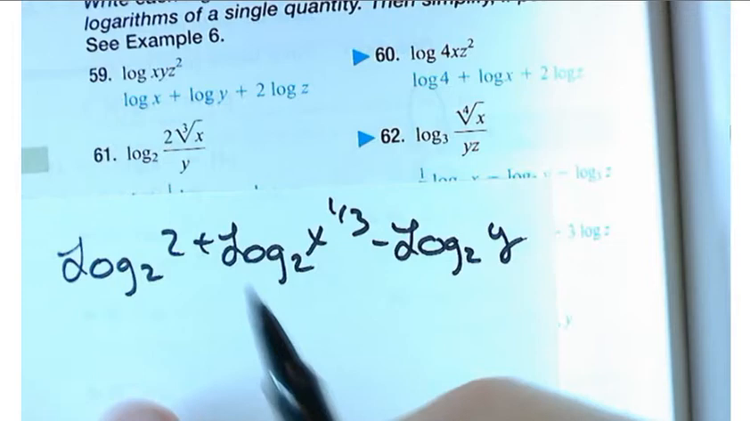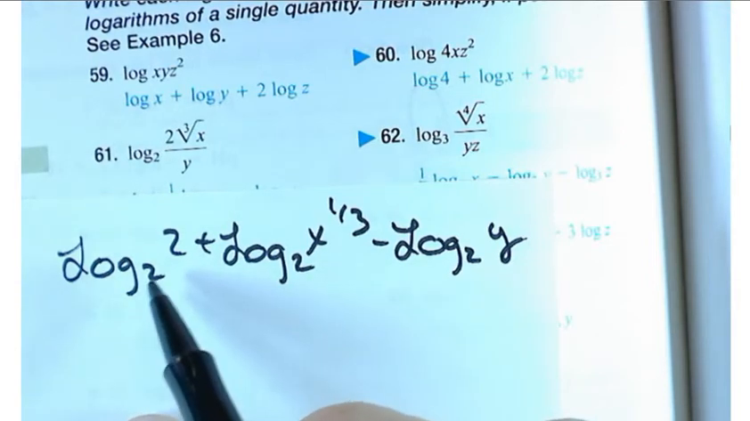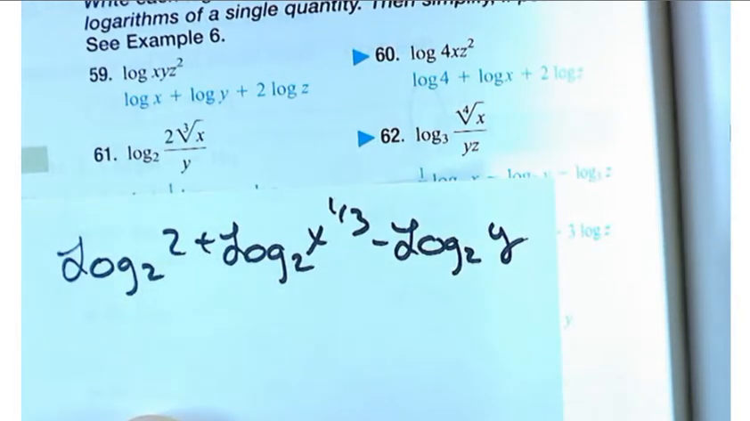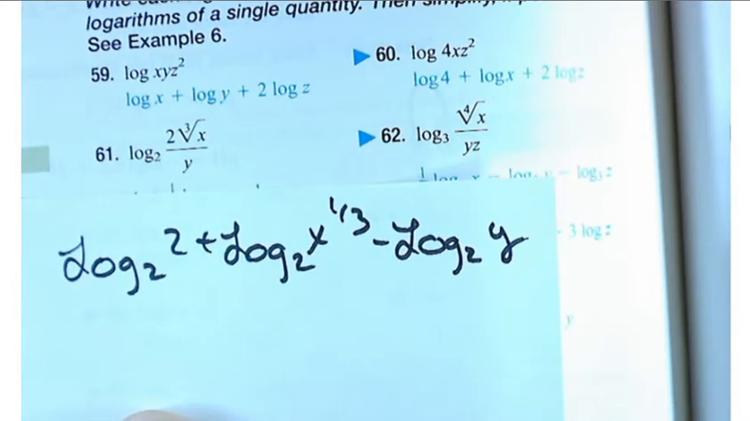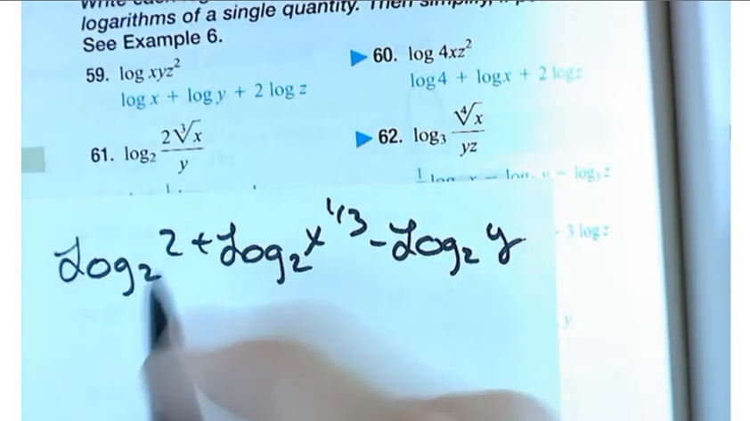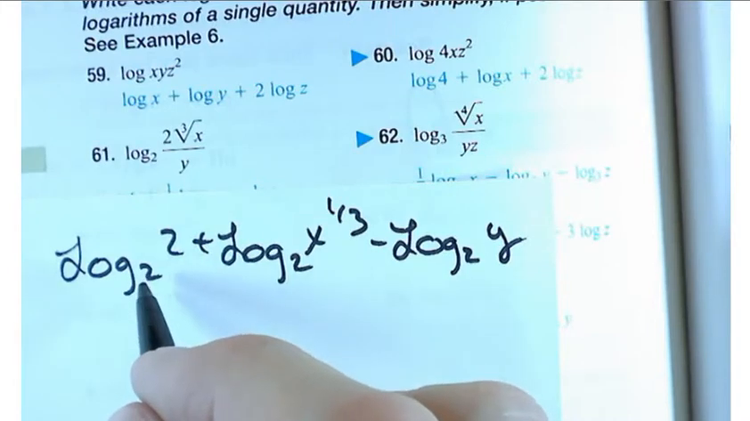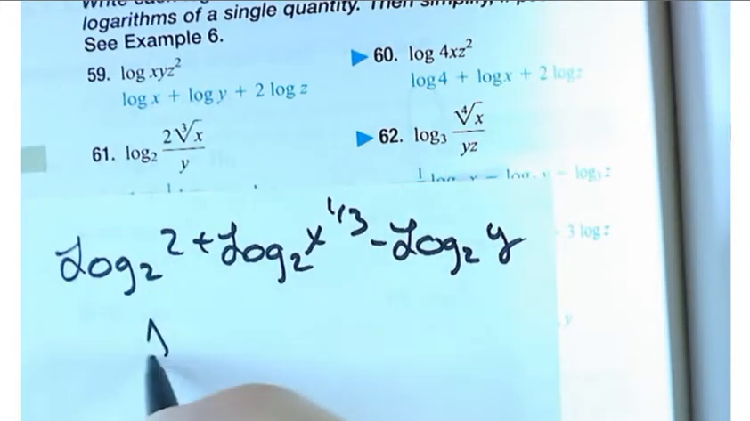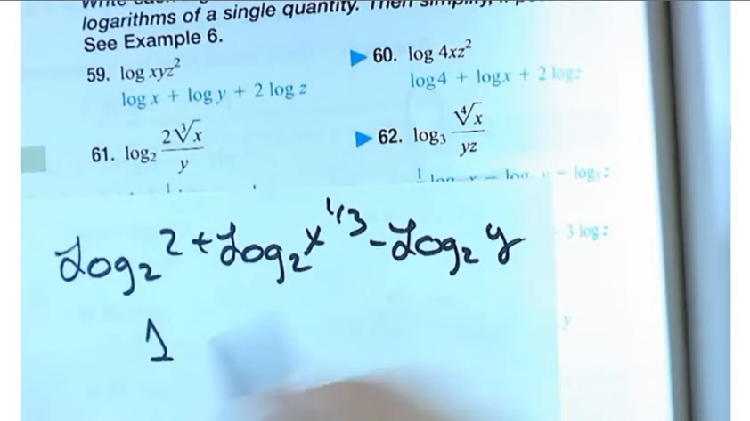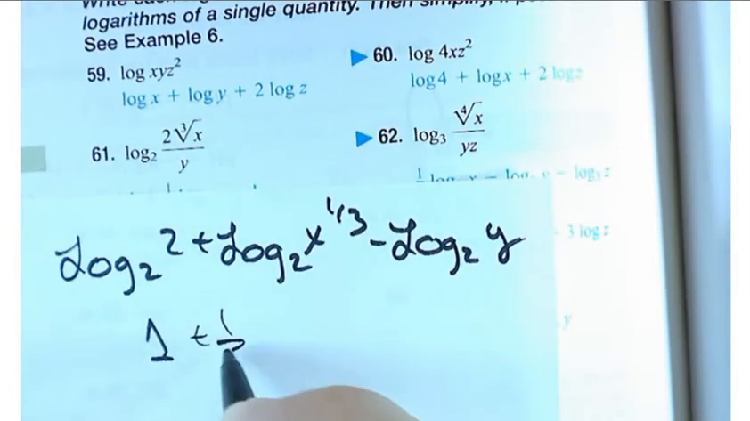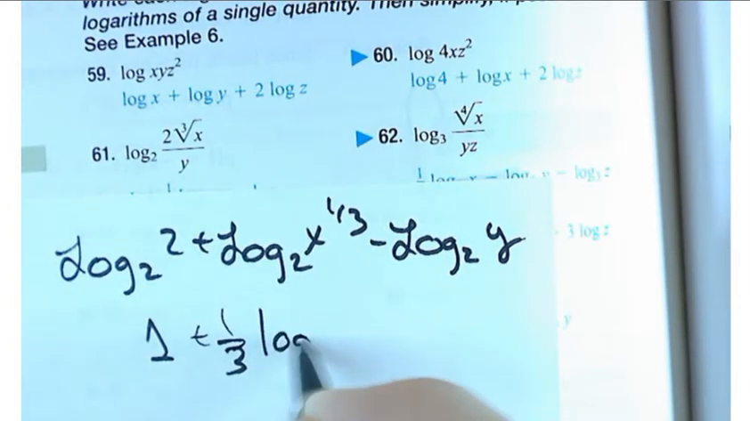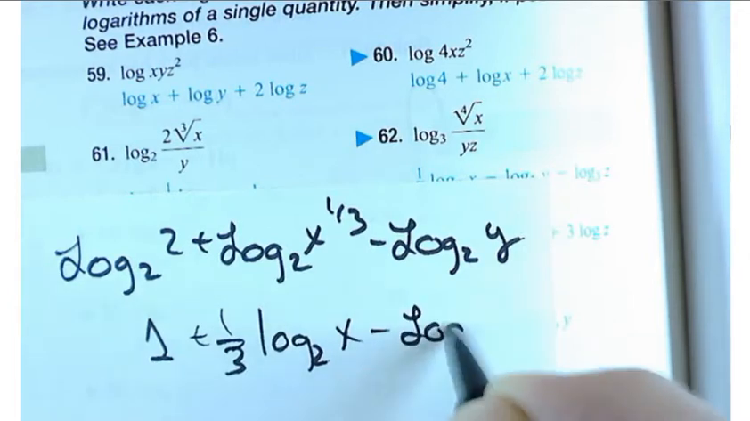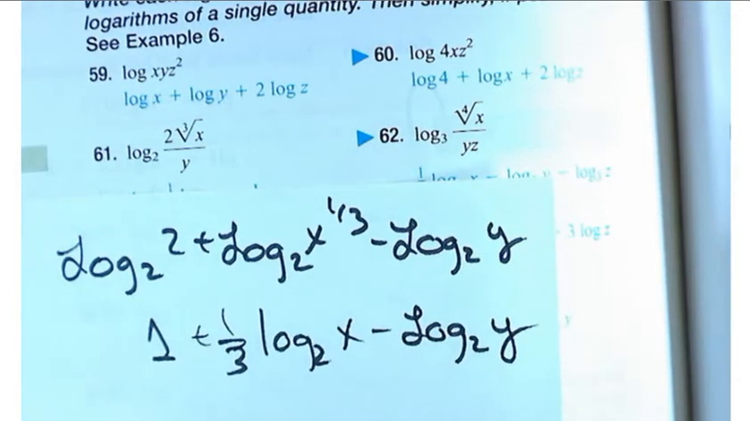The last thing in here that's kind of hidden is this part right here. Log base 2 of 2. What's that going to equal? Nope. 1. When you're dealing with the logs, you're asking yourself, what power of 2 gives me 2? And that answer is 1. The 1/3 comes out in front. 1/3 log base 2 of x minus log base 2 of y. So, yay.